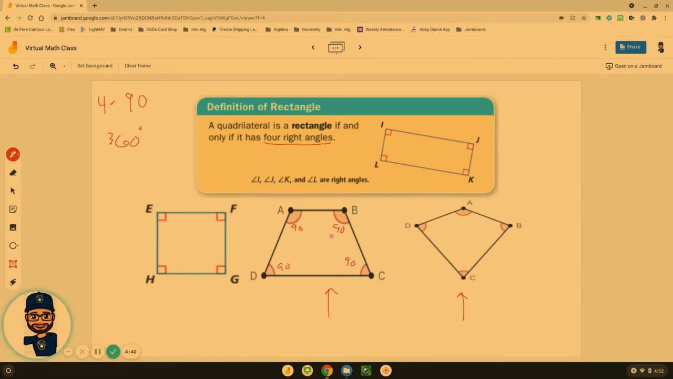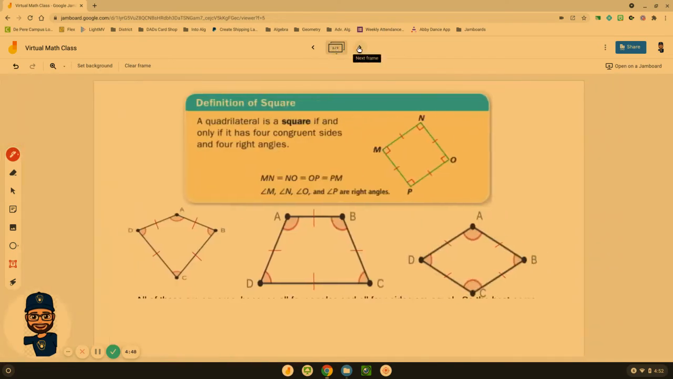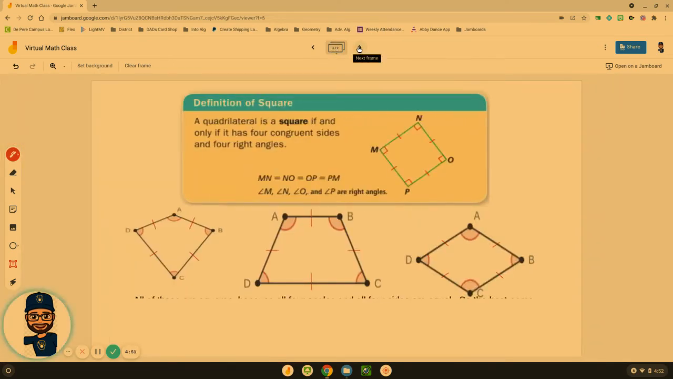So technically speaking, by the evidence, we'd have to call these two rectangles. Now let's talk about a square, which is a special type of rectangle, believe it or not. We can call a quadrilateral a square if and only if it has four congruent sides and it has 4 right angles.